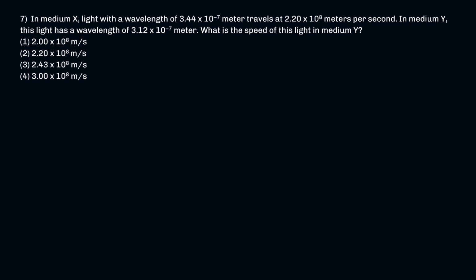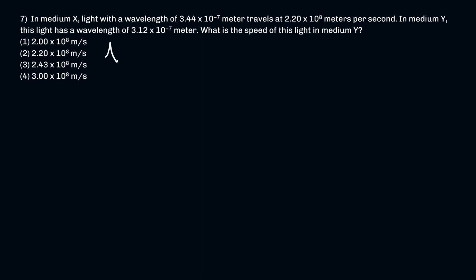So example number 7. We have in medium X, light with a wavelength of 3.44 times 10 to the negative 7th meter travels at 2.2 times 10 to the 8th meters per second. In medium Y, this light has a wavelength of 3.12 times 10 to the negative 7th meter. What is the speed of light in medium Y? All right, so another math question. So let's look at what we have in the question and then figure out which equation we're going to use based on that. So the first that I see here is that I have a wavelength of 3.44 times 10 to the negative 7th meter.